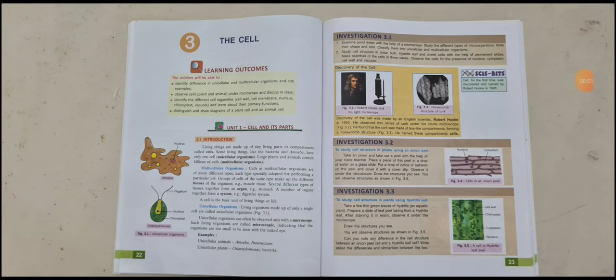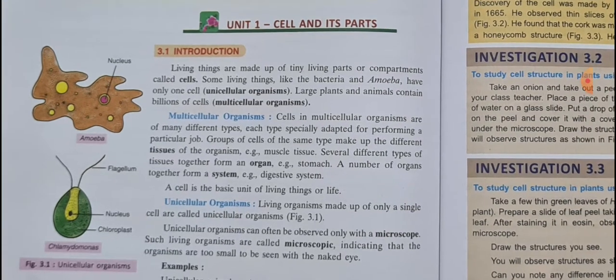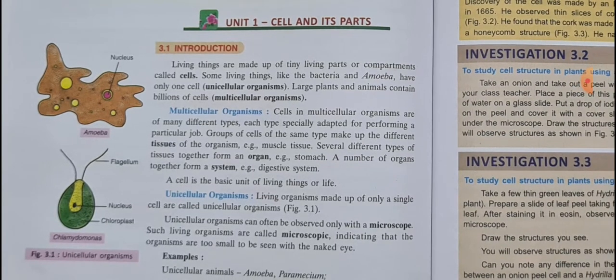Hello students, today we are going to start the third chapter of biology class 6th, that is the cell. In the first unit we have cell and its parts. All the living organisms are made by tiny living parts or compartments which are known as cells. There are some organisms which are unicellular, some are multicellular organisms. Unicellular organisms like amoeba have only one cell, whereas plants and animals have billions of cells. They are called multicellular organisms.